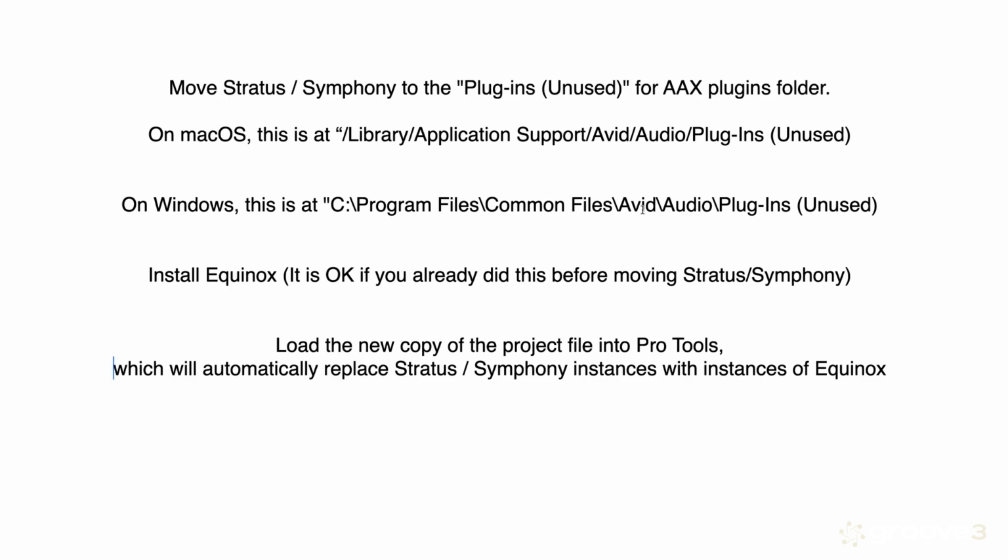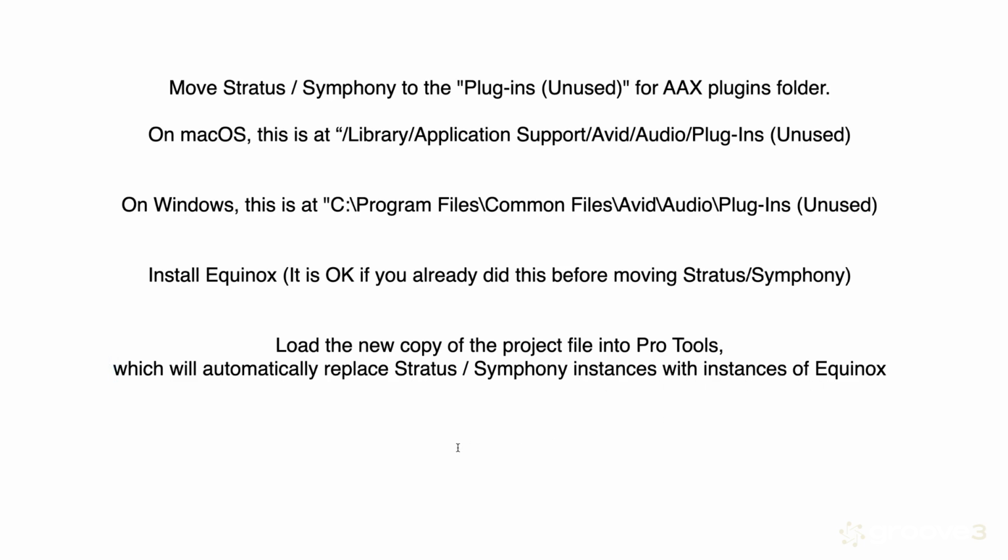So once you've moved those away, install Equinox, and you can install it before or after you do this. It doesn't matter. Load in your new copy of your Pro Tools files. And I say new because you should back up any existing projects before you do this, just as a fail-safe safety net. So load in your copy of Pro Tools, and it'll automatically replace the Stratus and or Symphony plugins with Equinox.